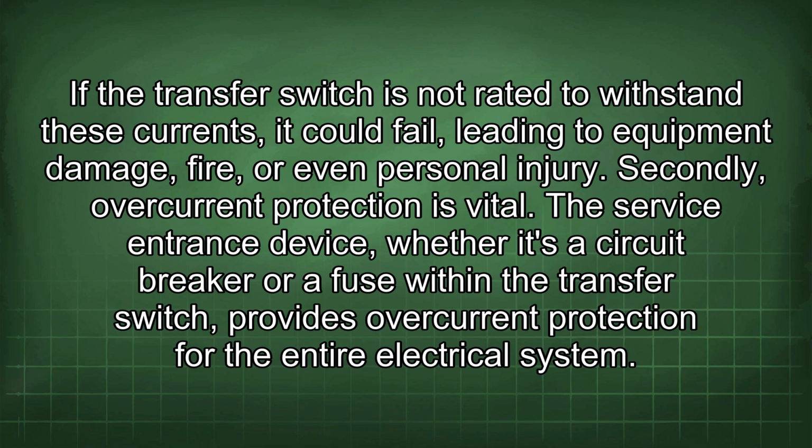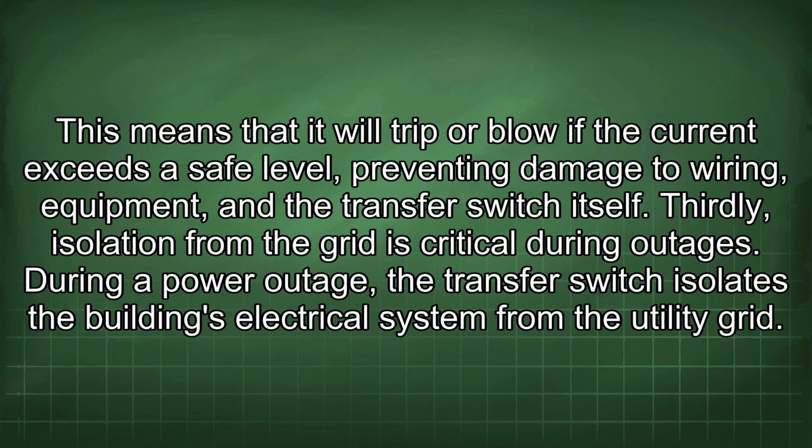The service entrance device, whether it's a circuit breaker or a fuse within the transfer switch, provides overcurrent protection for the entire electrical system. This means that it will trip or blow if the current exceeds a safe level, preventing damage to wiring, equipment, and the transfer switch itself. Thirdly, isolation from the grid is critical during outages.